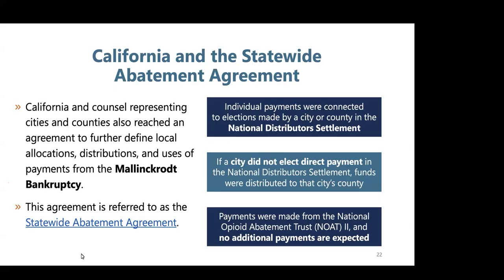So I won't really go into how you get the Mallinckrodt payments, but effectively, whatever your city or county chose in the distributor settlement, it was taken from there, and that's how you were defined in your Mallinckrodt funds. But again, no additional payments are expected. So if you do have Mallinckrodt funds, we urge you to use those quick, just because once you are finished and you have no more Mallinckrodt funds, again, no payments are expected to come from this bankruptcy anymore. It will relieve some of your reporting burden. Next slide.